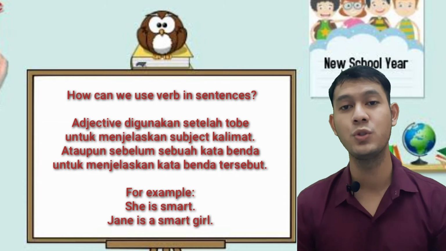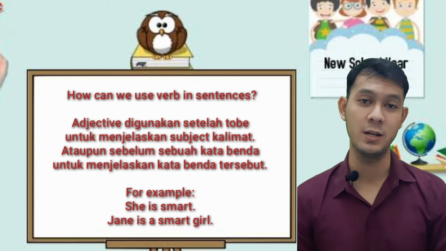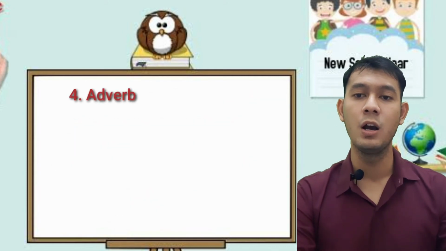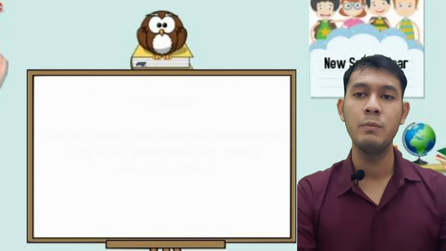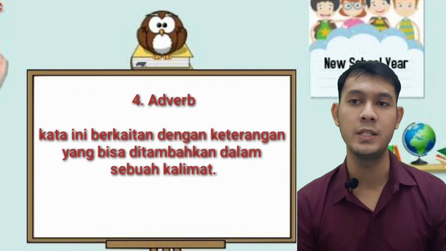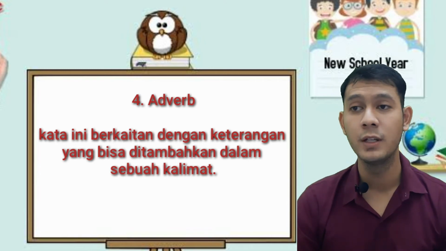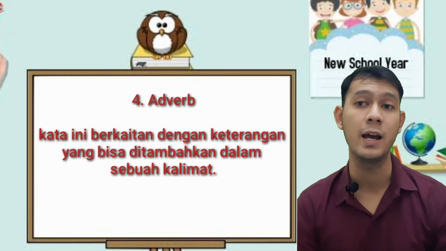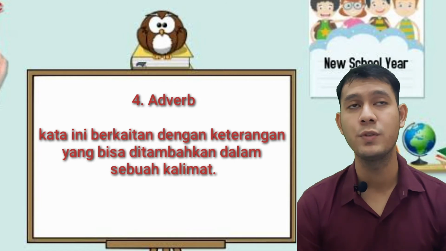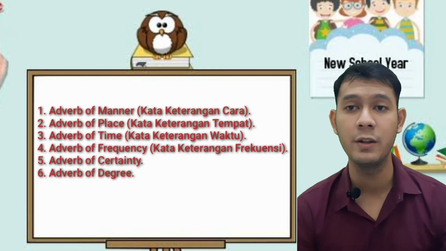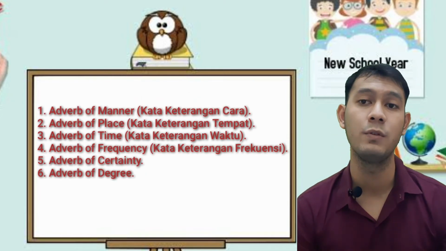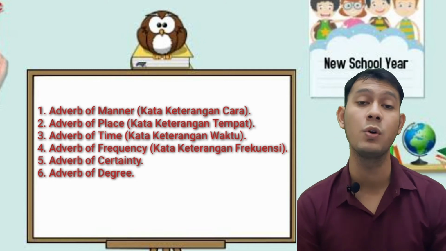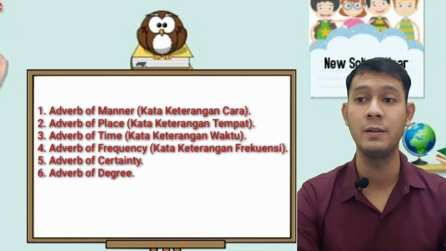Okay. Now we go to the last part of speech in this session, namely adverb. What is adverb actually? Apa sih adverb itu? Okay. Kata ini berkaitan dengan keterangan yang bisa ditambahkan dalam sebuah kalimat. Untuk memperjelas pemahaman kita, maka kita perlu tahu nih jenis-jenis dari adverb itu. Adverb consists of several types, such as adverb of manner, adverb of place, adverb of time, adverb of frequency, adverb of certainty, and adverb of degree. Well, there are so many adverbs that we have to understand.